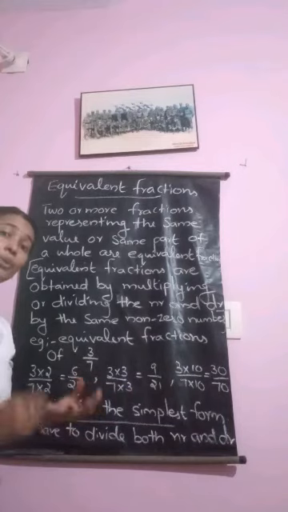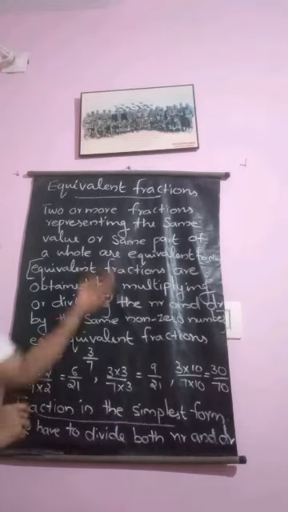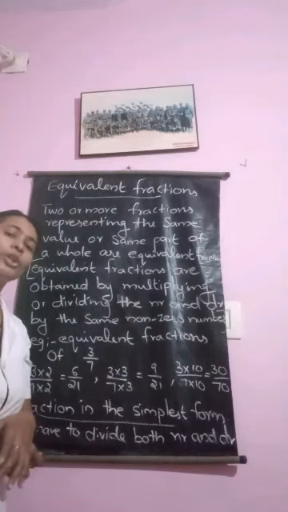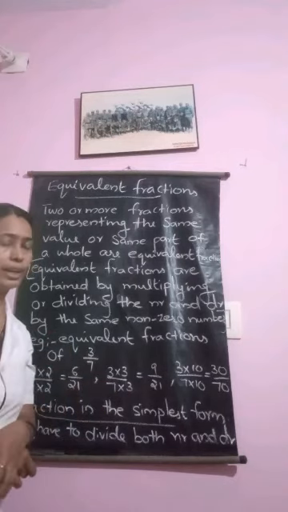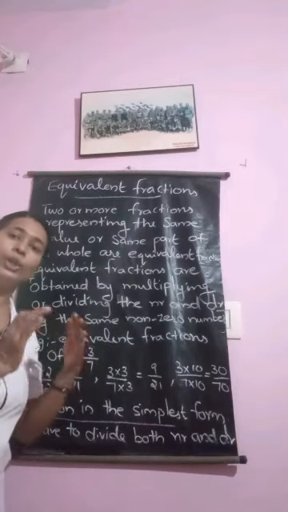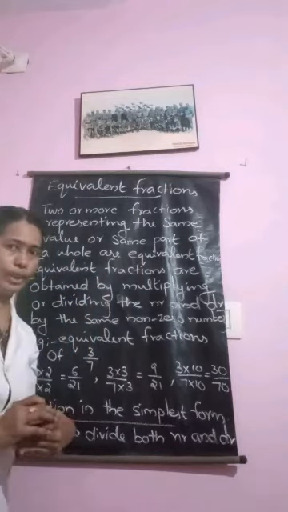But their value remains the same. Such fractions are called equivalent fractions. For example, suppose you got a mark of 50 out of 100. That means you got half the marks, just half of the total you scored.